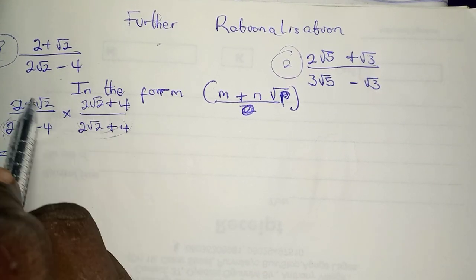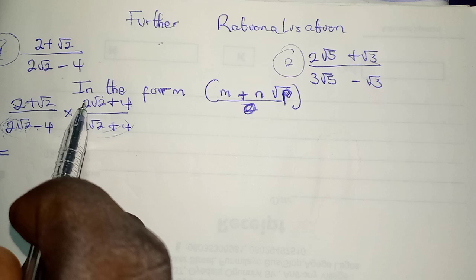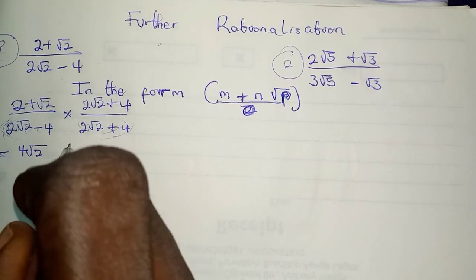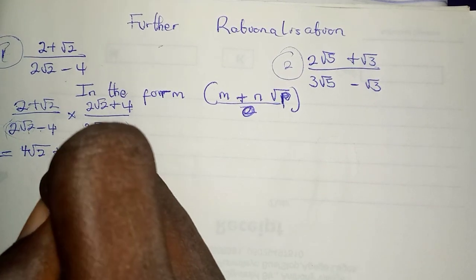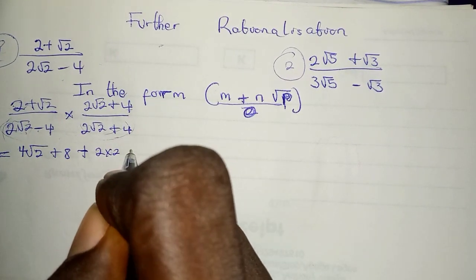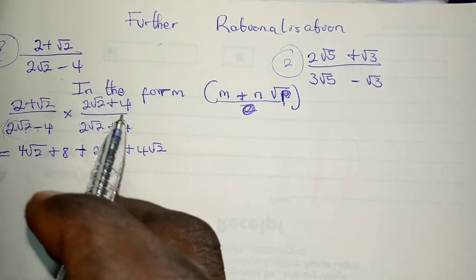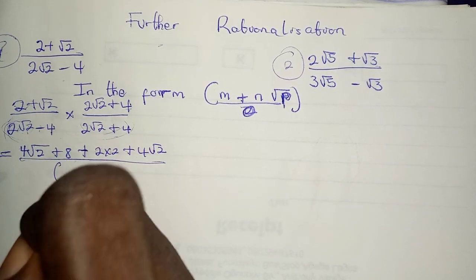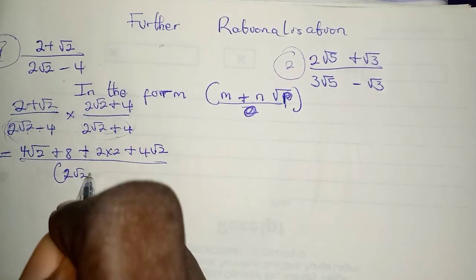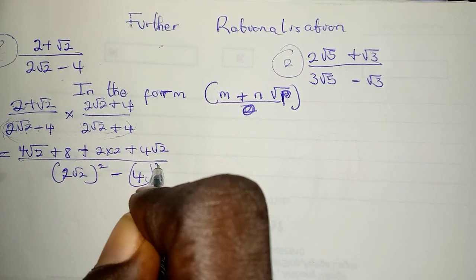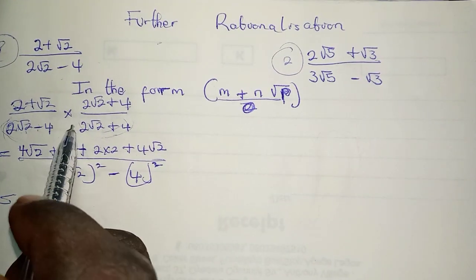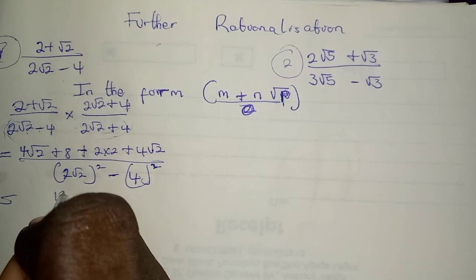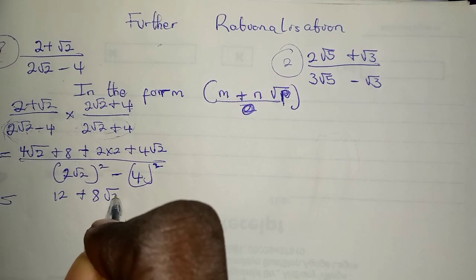So here now, if we simplify by opening the bracket, we have root 4, 4 root 2 plus 8 plus 2 times 2 plus 4 root 2. Try it. We are going to get the same answer. And here now, using difference of two squares, need to write it out. So if you add this together, all we are going to get here now is 12 plus 8 root 2.